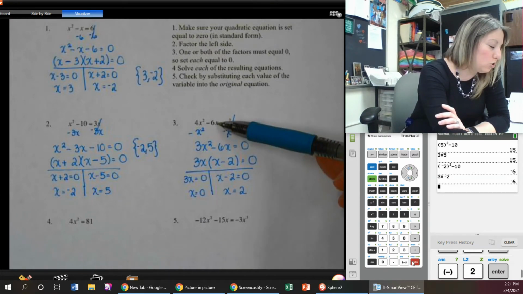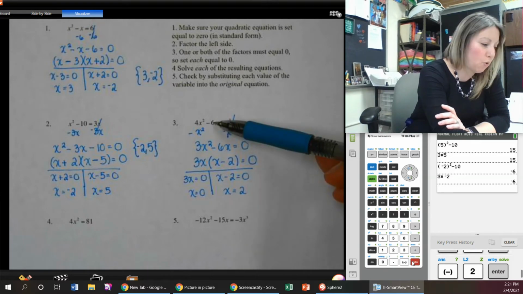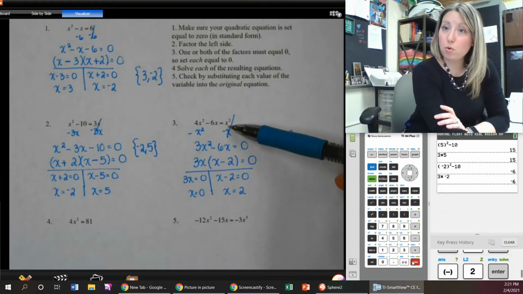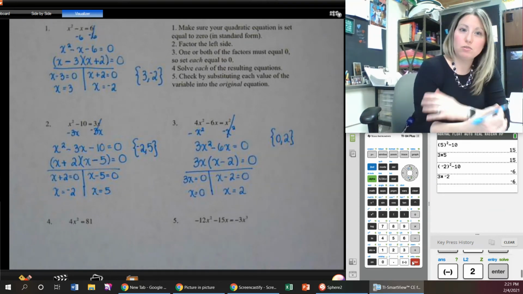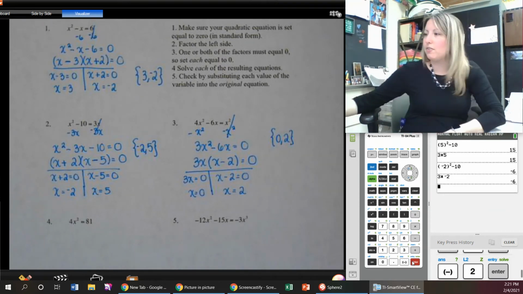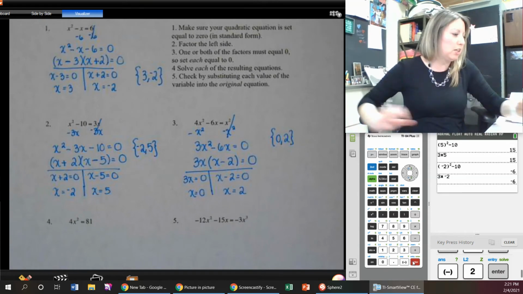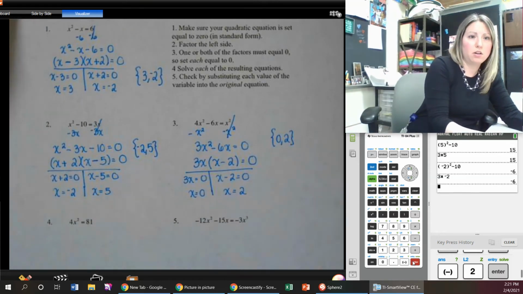6 times 2 is 12. 16 minus 12 is 4. Oh, what's 2 squared? 4. 2 checks. There you go. Didn't even need my graphing calculator on that one. See? Quick checks. We can do those quick checks.